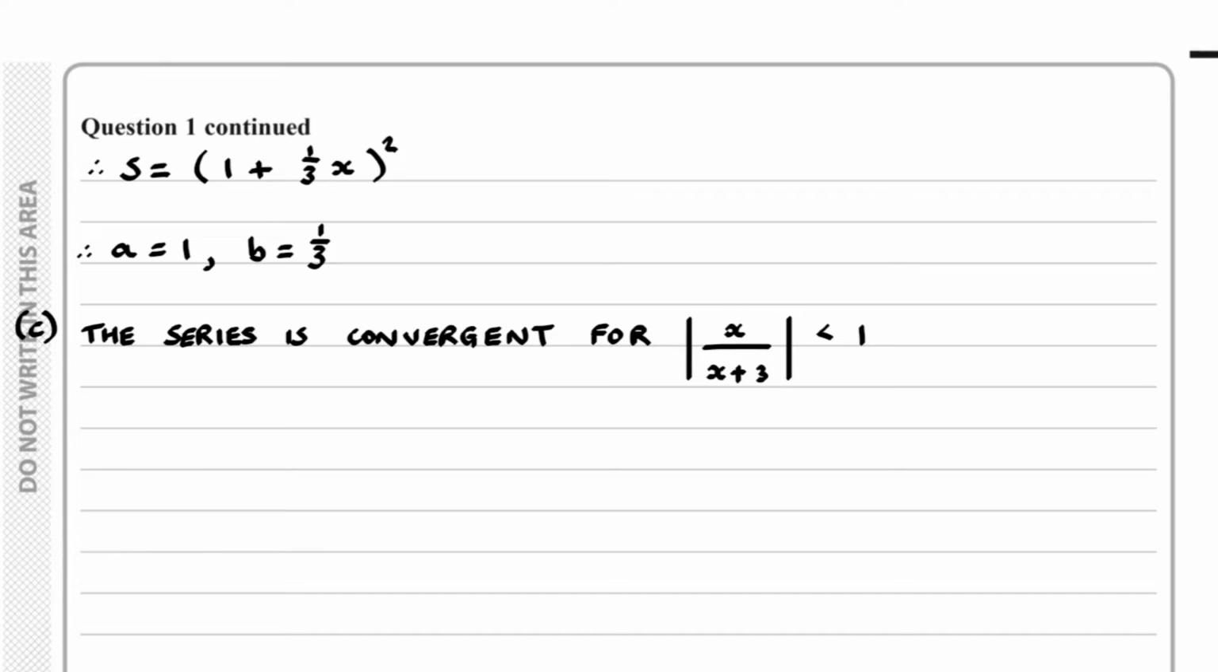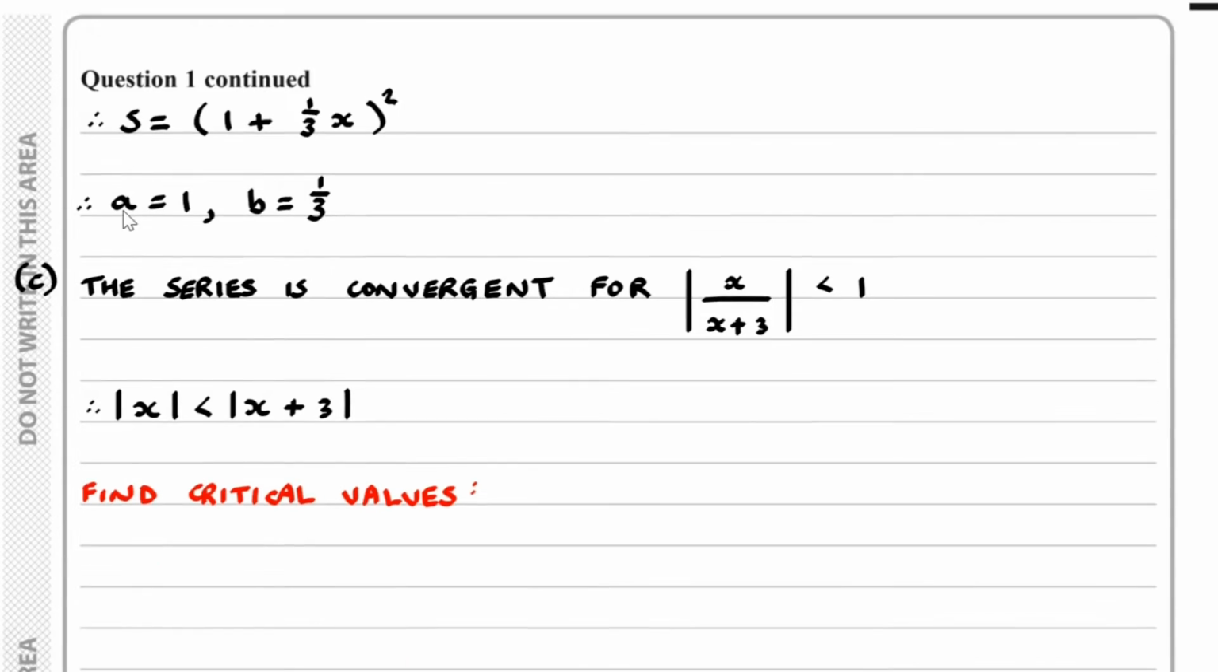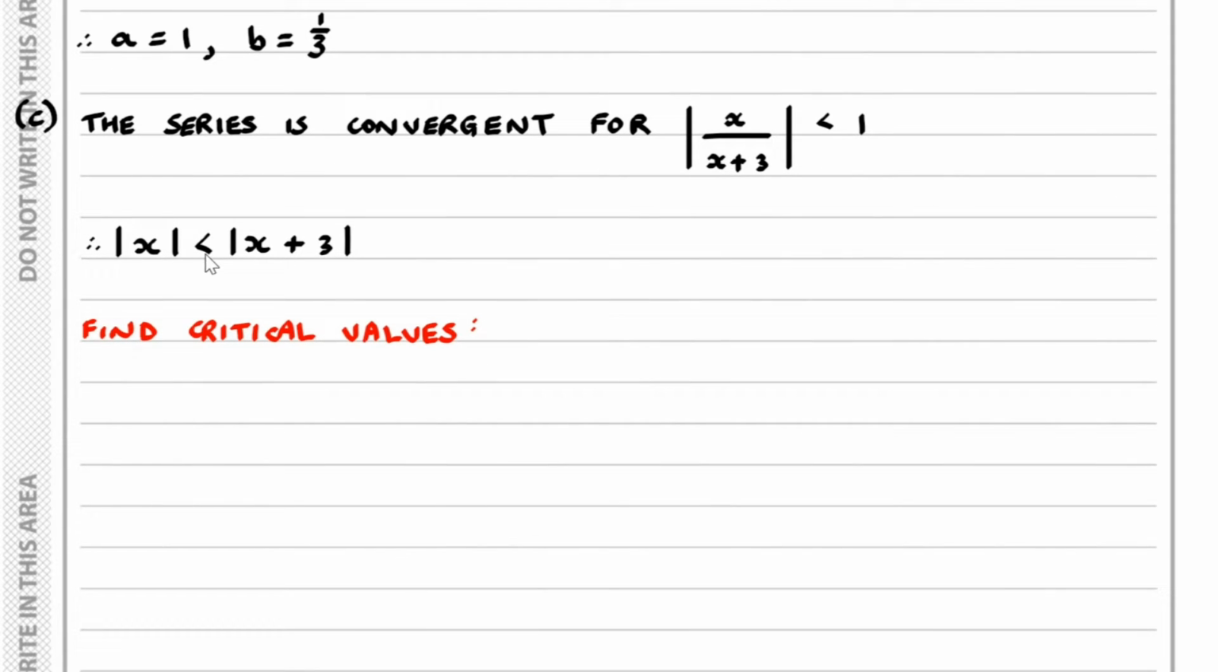So now, if I multiply through by the modulus of x plus 3, we are left with the absolute value of x being less than the absolute value of x plus 3. We can now find our critical values. We replace the inequality sign with an equal sign, so we have the absolute value of x equaling the absolute value of x plus 3.